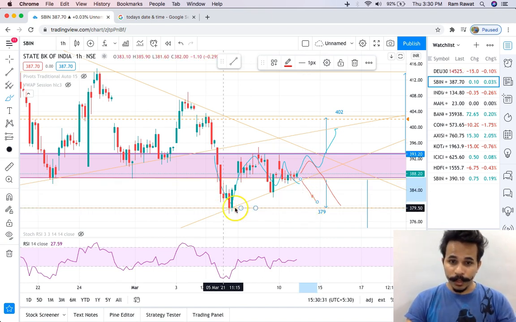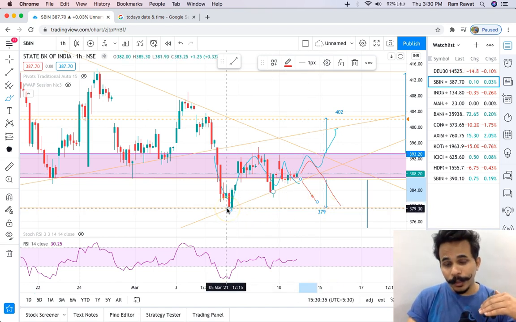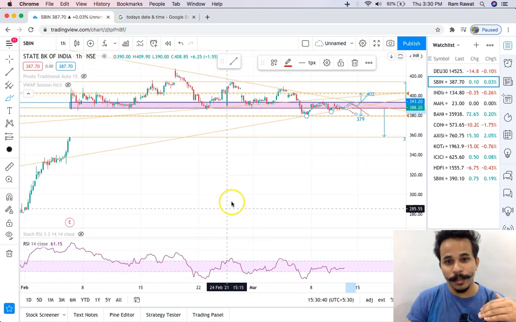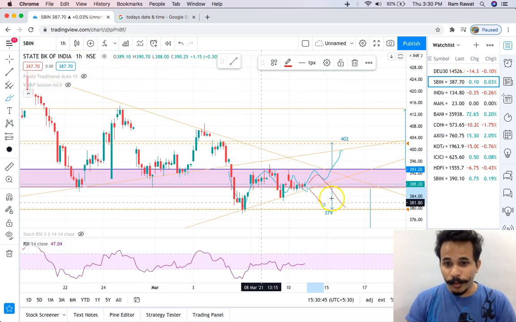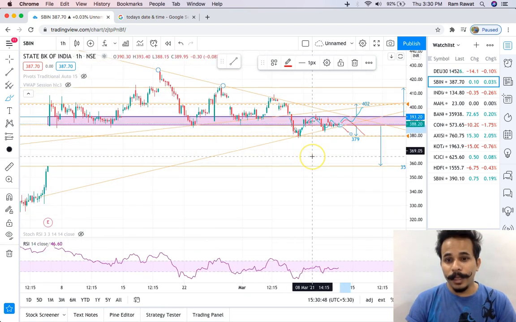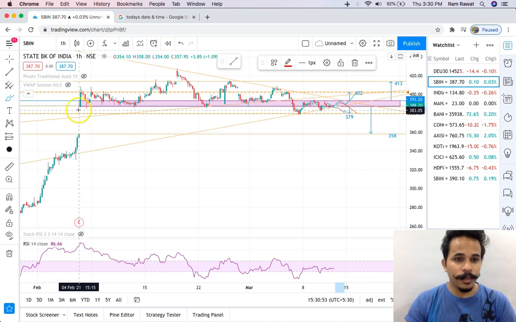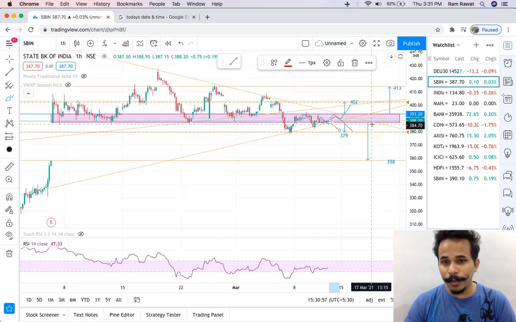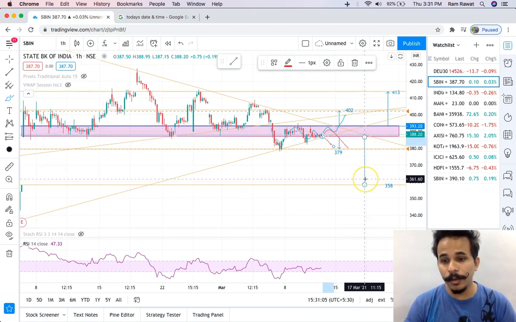And if it goes further, if it breaks the lowest of the stock since the last 1 month, that is 378, if it goes further below, then you can have a new target. The new target can be around this line where there was a big gap. So it can be around this 358. That can be your second target if the stock is going in the downward direction. Then 358 can be your second target.